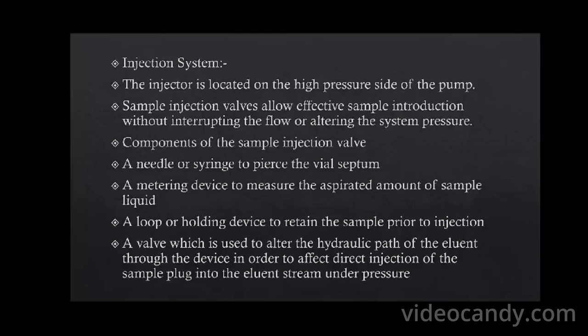Components of the sample injection valve: a needle or a syringe to pierce the vial septum, a metering device to measure the aspirated amount of a sample liquid, a loop or a holding device to retain the sample prior to injection, a valve which is used to alter the hydraulic path of the eluent through the device in order to effect direct injection of the sample plug into the eluent stream under pressure.